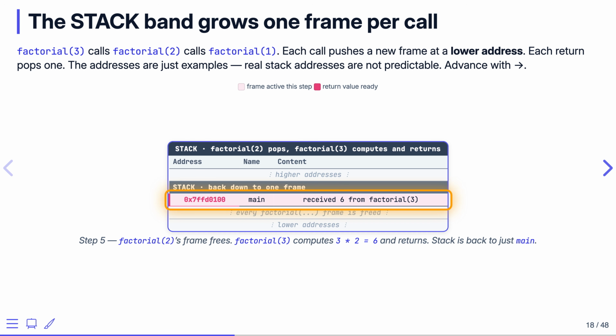Factorial of 2 returns and its frame is freed too. Now factorial of 3 can finish. It computes 3 times 2, which is 6, and returns that to main. The stack is back to just main. 3 calls going down, 3 answers coming back up.